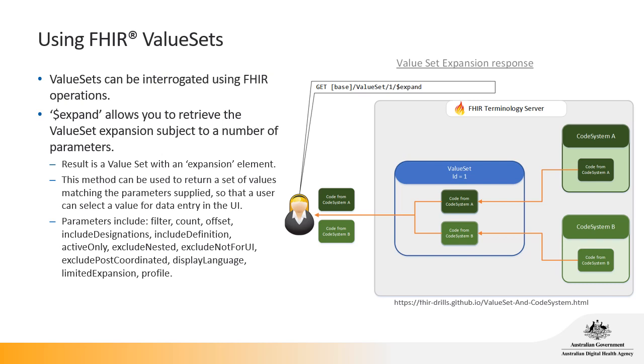When the expand operation is executed on a given value set, the FHIR terminology server will reference the code system for each code in the value set and retrieve the information about the code from the code system resource in real time, and then return this as an expanded value set. So essentially, the value set is a reference to codes in one or more code systems, and if the code description happened to be changed in the code system, then the value set expansion will display this new description despite the actual value set not being modified.